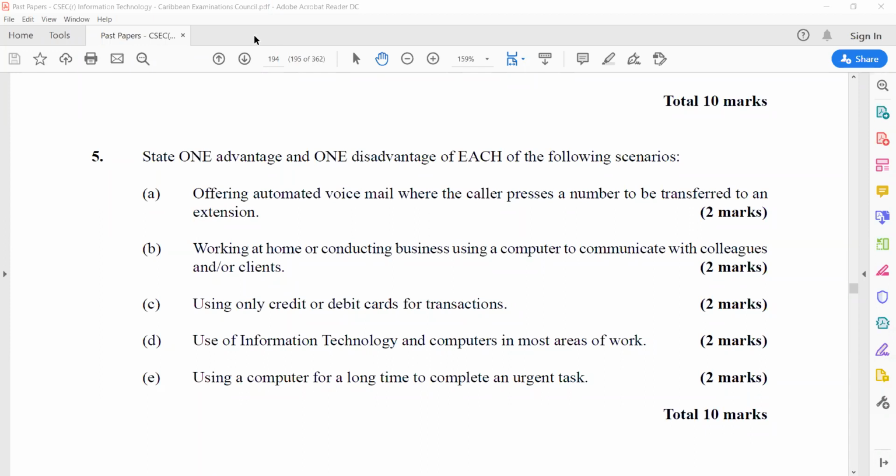What about the last one? Using a computer for a long time to complete an urgent task. An advantage and disadvantage. It's unhealthy. Yes, there are some health detriments or some health issues with it. Yeah, that's a disadvantage.